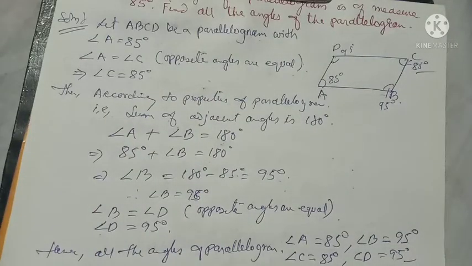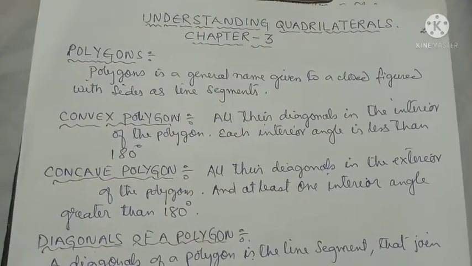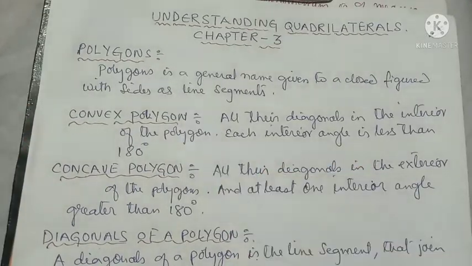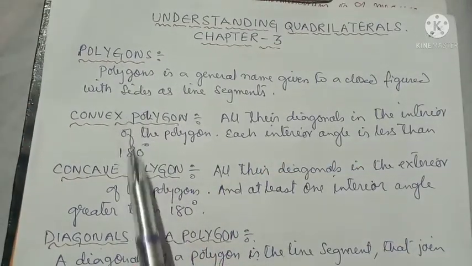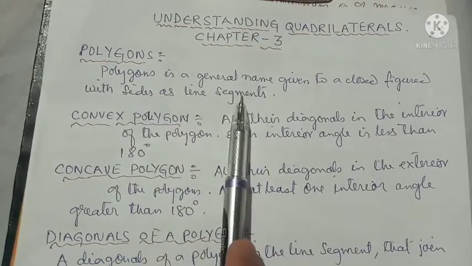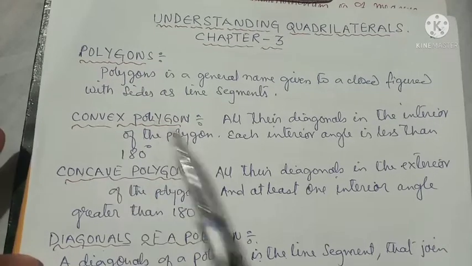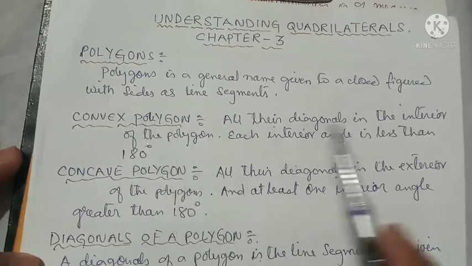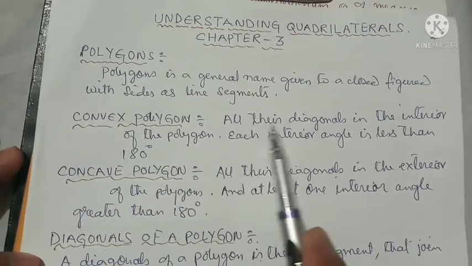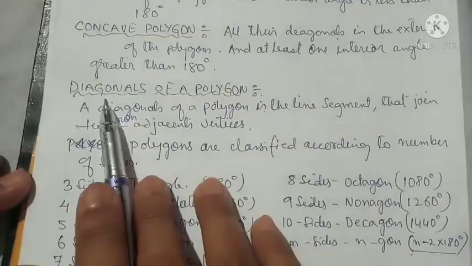So dear students, let's recall a few points about the quadrilaterals. We have discussed polygons. Polygon is a name given to a closed figure with sides as line segments. Means all the figures which are made by line segments are polygons. Then there are convex polygons, where all the diagonals are in the interior of the polygon, and concave polygons, where some diagonals are in the exterior of the polygon.